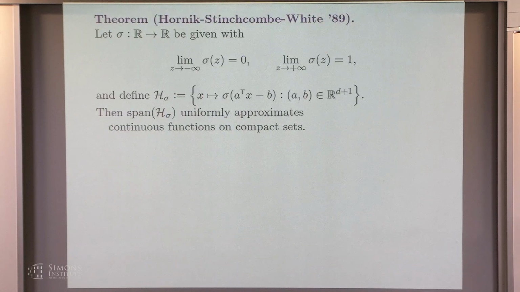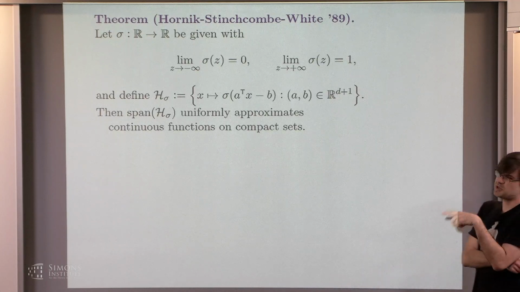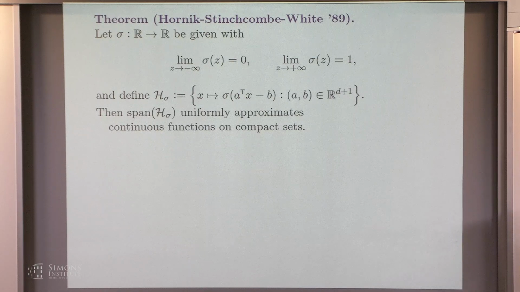OK, so this is one of those classical uniform approximation proofs from 1989, Hornik-Stinchcombe-White. And the statement goes like this. It says, give me your activation function. And all I need is that, well, there should be continuity in there too. But all I need is that it goes to 0 on the left and 1 on the right. And be really squiggly in the middle.